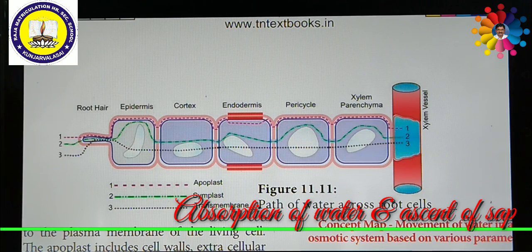So the apoplast includes the cell wall, extracellular space and the interior of dead cells such as vessel elements as well as tracheids. In the apoplast pathway, water moves exclusively through the cell wall, the non-living part of the plant, without crossing any membrane. Such movement of material is called the apoplast system.